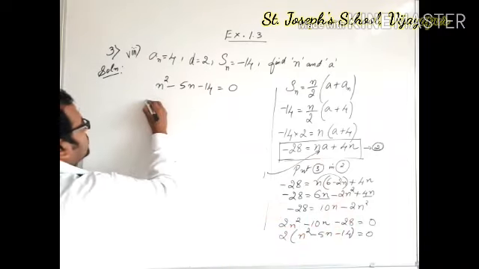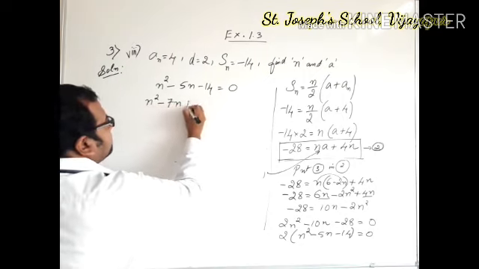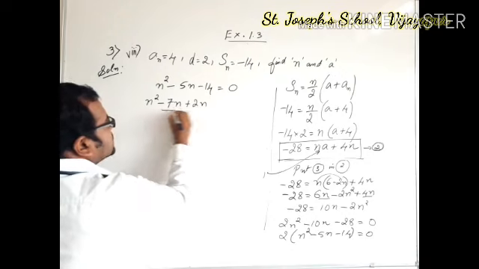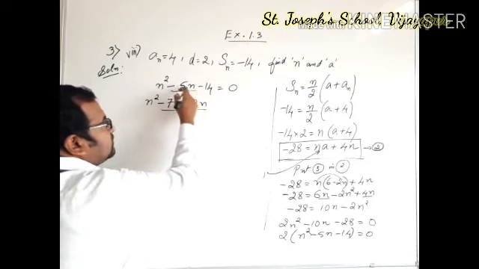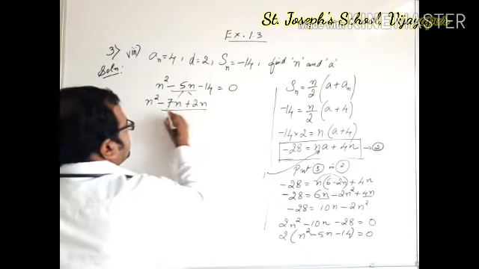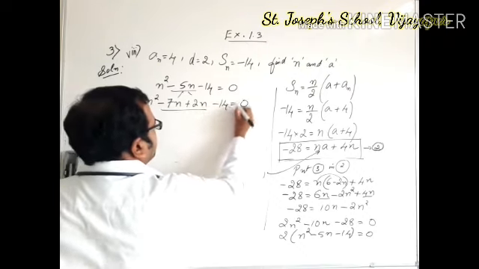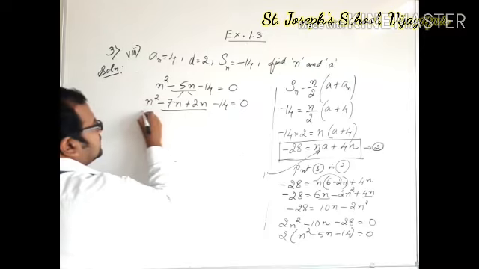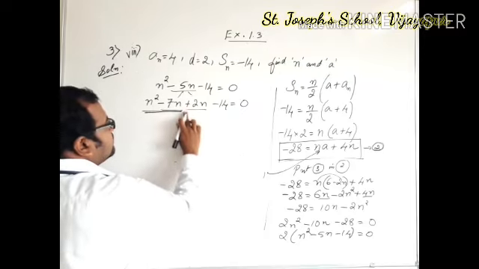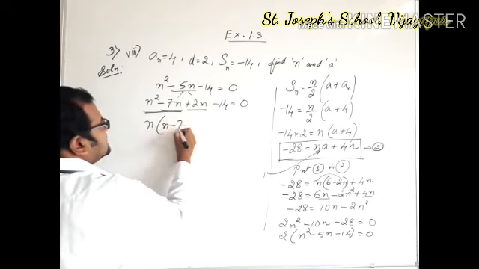Now, n square minus 7n plus 2n. Why? Because the sum of these two is back to minus 5n. I have split this 5n into two parts so that when you multiply, you get minus 14. Right? Now, in the first two, what is common? n is common. What is remaining? n minus 7.